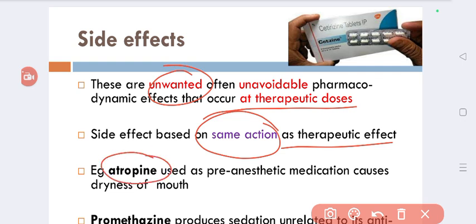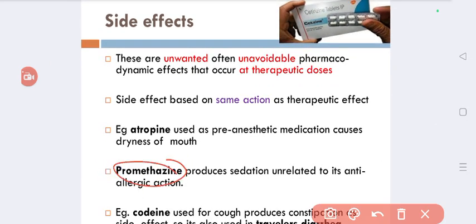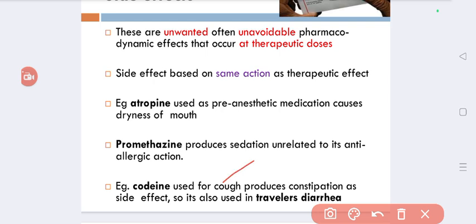What is the desired effect of atropine? It is used as a pre-anesthetic medication that reduces all the secretions. That is a desired effect, but it causes dryness of mouth. That is the undesired effect or adverse effect. Promethazine or any antihistaminic like cetirizine, levocetirizine produces sedation, which is unrelated to its antihistaminic action. Codeine, used for cough, produces constipation as a side effect.